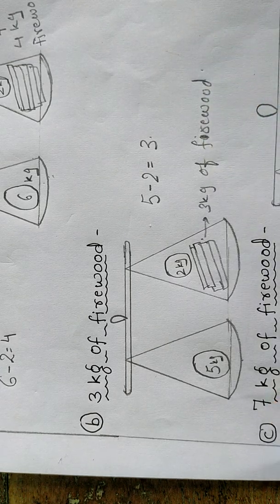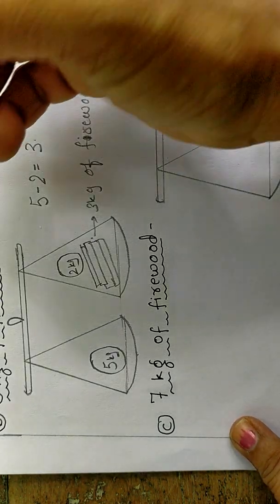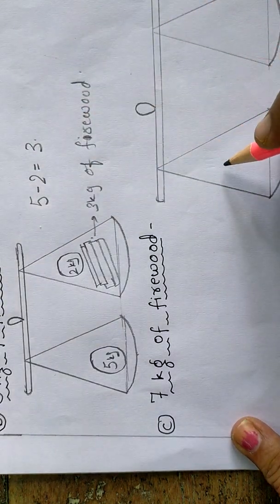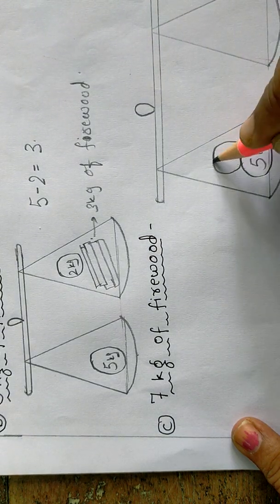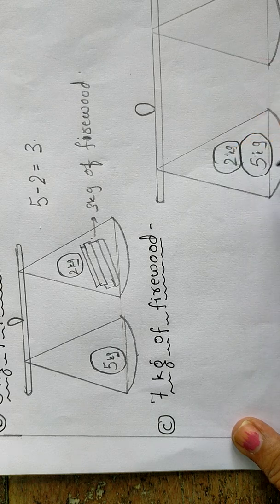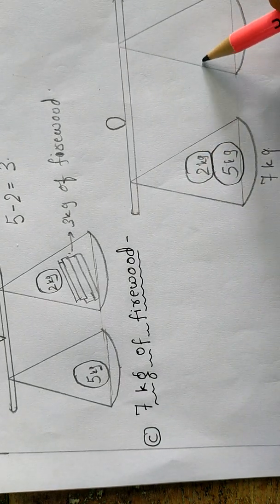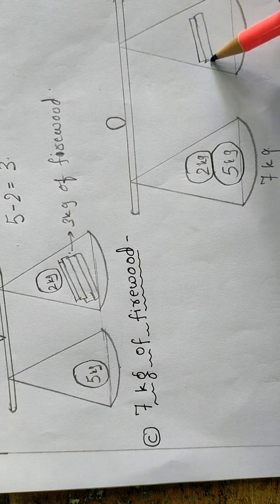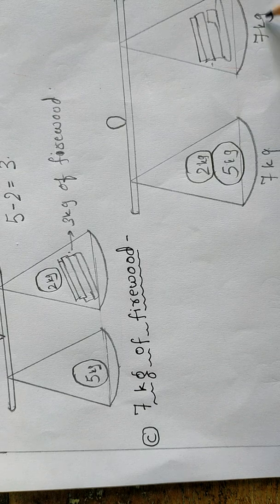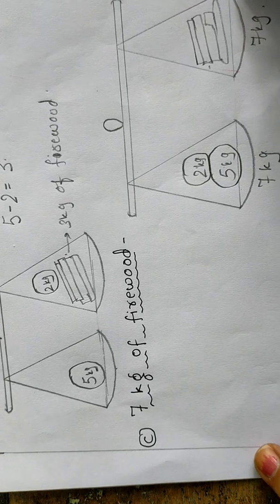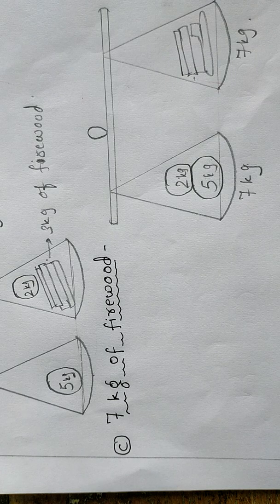Understood? After that, 7 kg. So for the 7 kg we already have the two stones. One stone of 5 kg he will put here, and another stone of 2 kg he will put here. So 5 plus 2, that is 7 kg. Now he started to keep the firewood of 7 kg. Now it is also 7 kg. So the balance is equal, 7 and 7. So this is about page number 144.